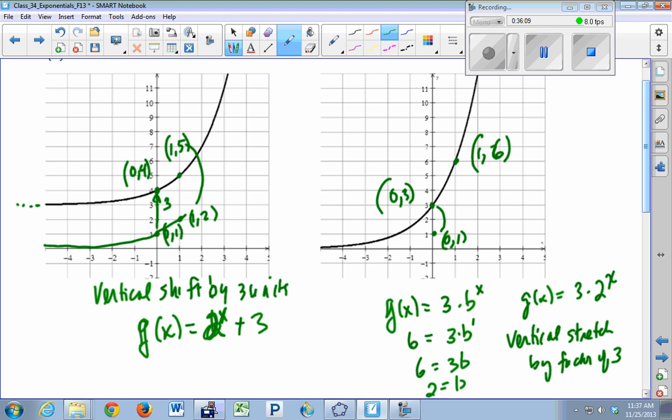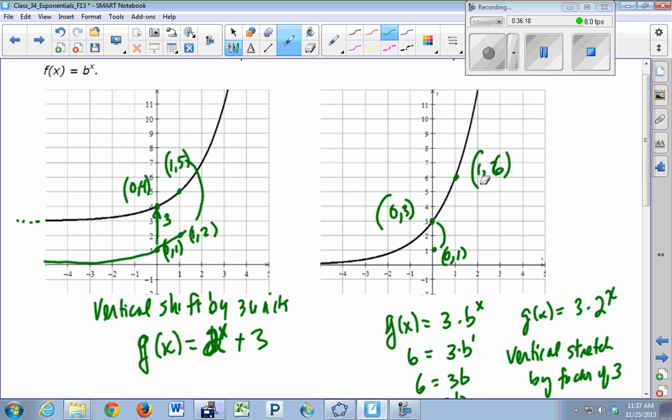Okay, so you'll have some homework problems like that where they're asking you to try to figure out what type of transformation has happened to your original function b to the x. Okay, and those are the types of things you look for.